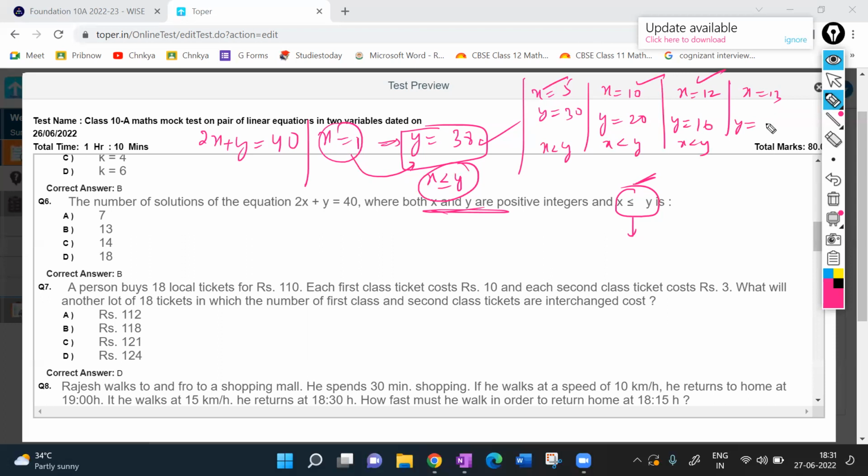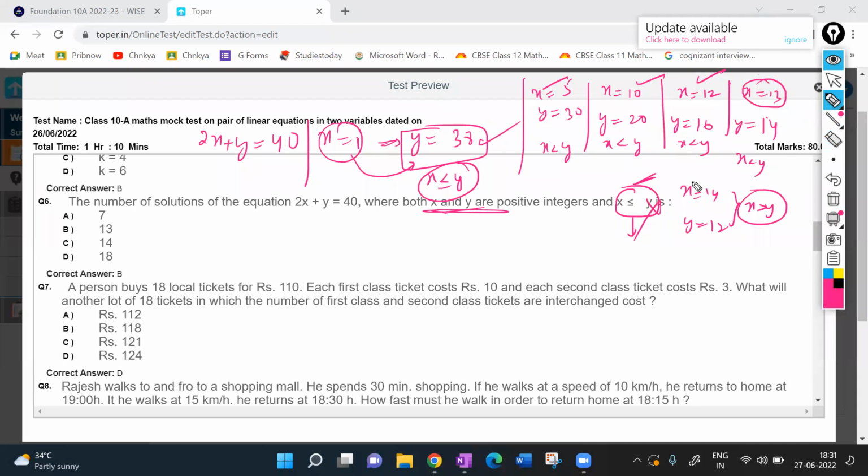So y value is what? 14. All right, understood? Yes, sir. Here also x is less than y. Now if I take x value 14, what is the y value? 12. But here x is greater than y. So you can take x only till 13. Understood, Kavya? Yes, sir. So my condition is getting satisfied for x value 13.